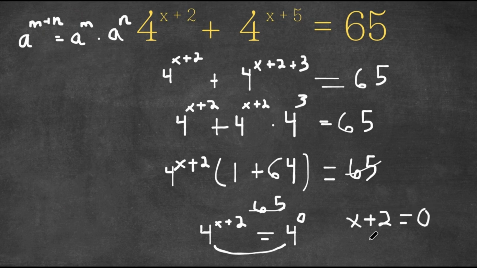Now, as you can see, we have a simple equation, and if we subtract 2 on both sides, we get x is equal to negative 2. So this is our answer.